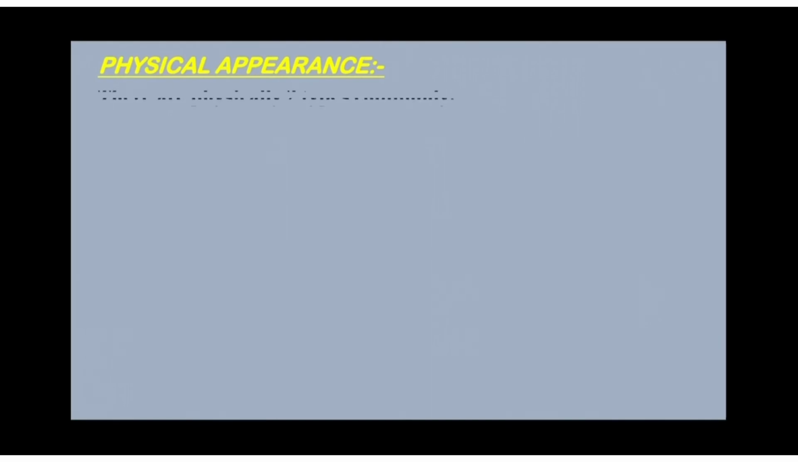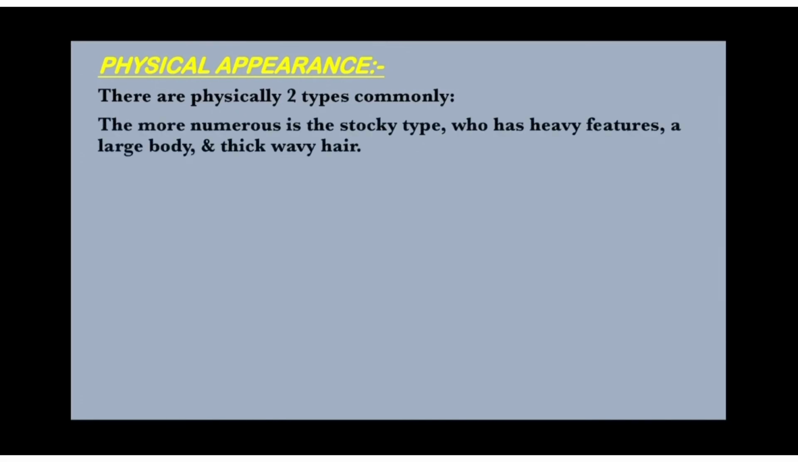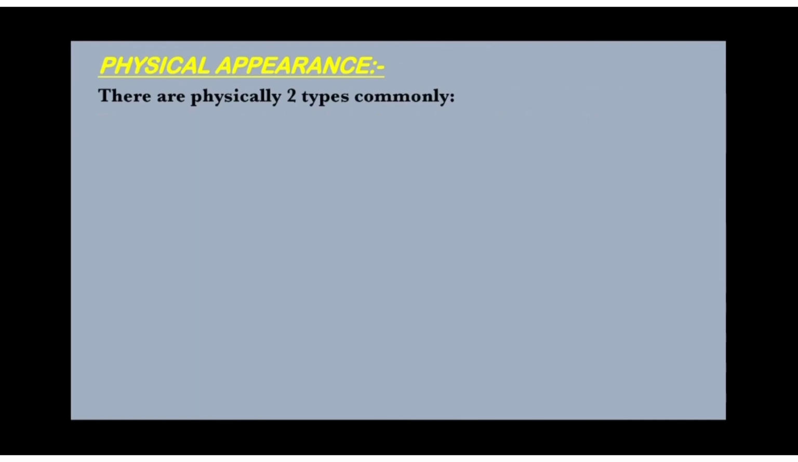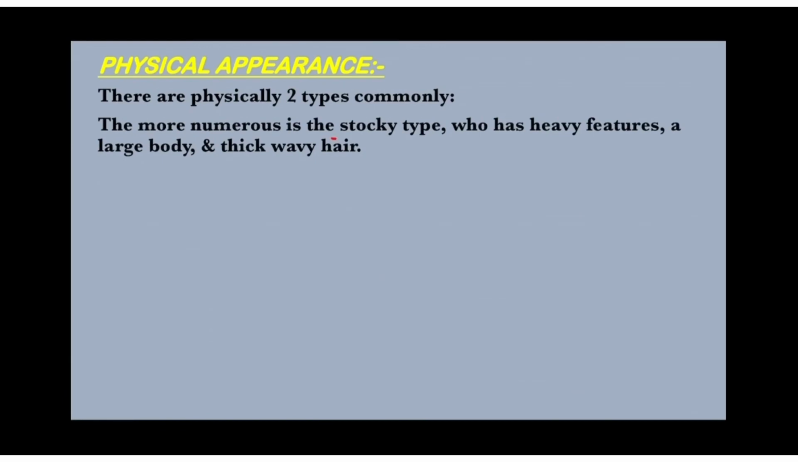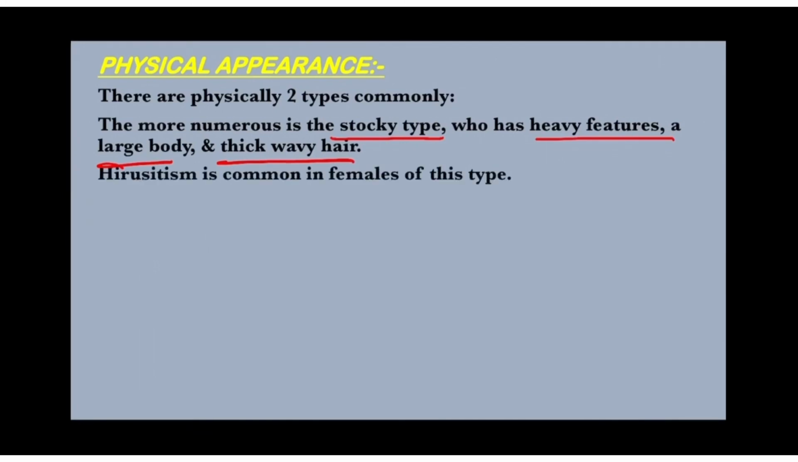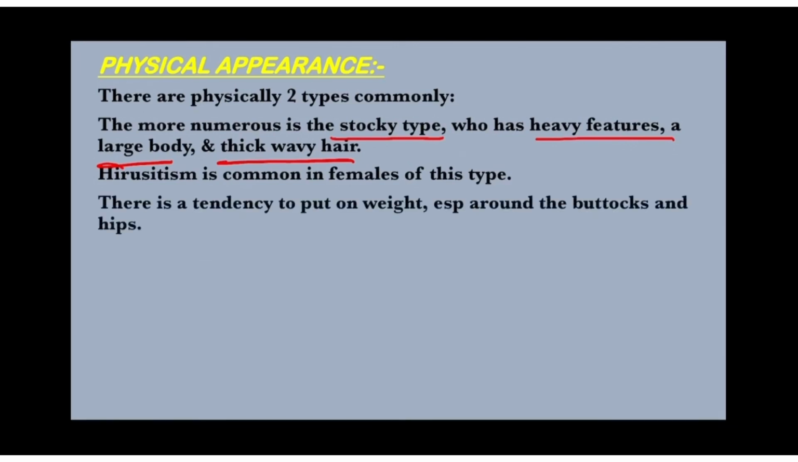Physical appearance. There are commonly two physical types. The more numerous is the stocky type, who have heavy features, a large body, and thick wavy hair. This is the physical appearance of Baryta carb. Hirsutism is common in females of this type. Next, there is a tendency to put on weight, especially around the buttocks and the hips.